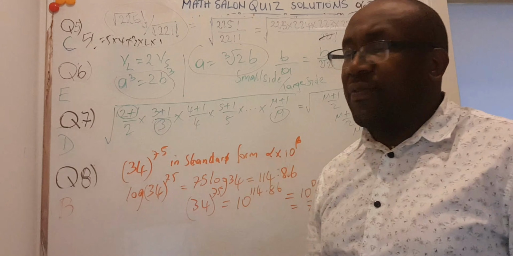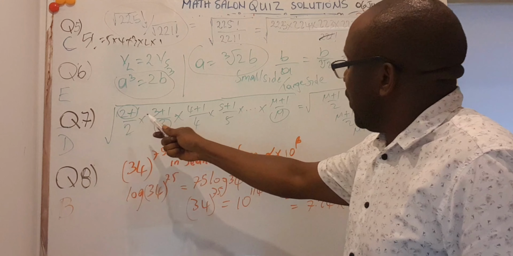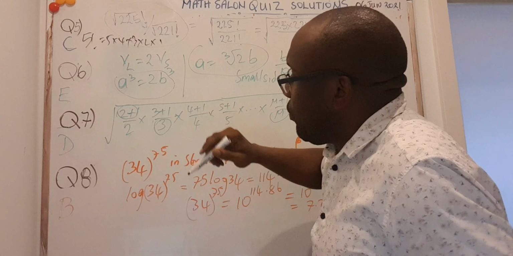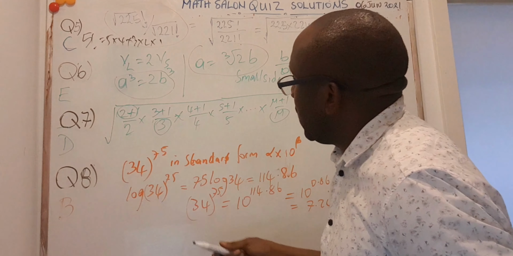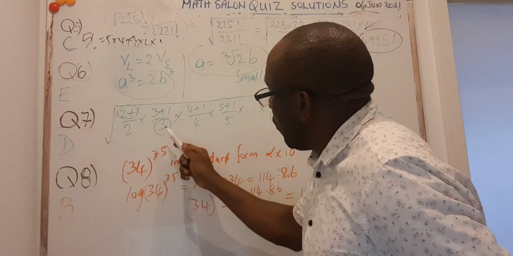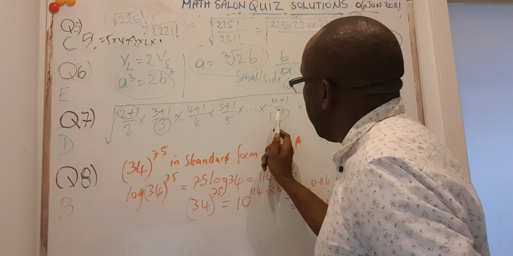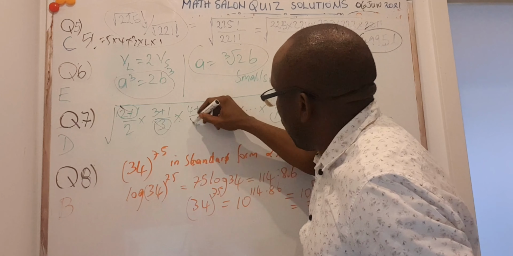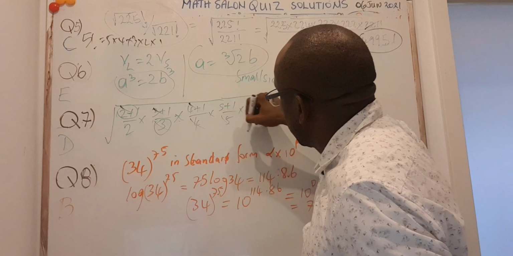If we see question number 7, you are given this expression that is here under a root sign. What we are supposed to recognize is that there's a pattern. 2 plus 1 is 3, and it's going to cancel off with this because these terms are all being multiplied. So this cancels with that one. This is 4, it cancels with that one. This is 5, it cancels with that one.